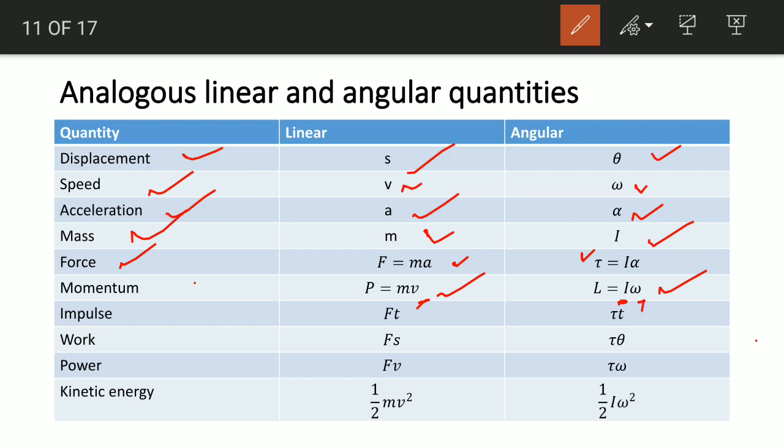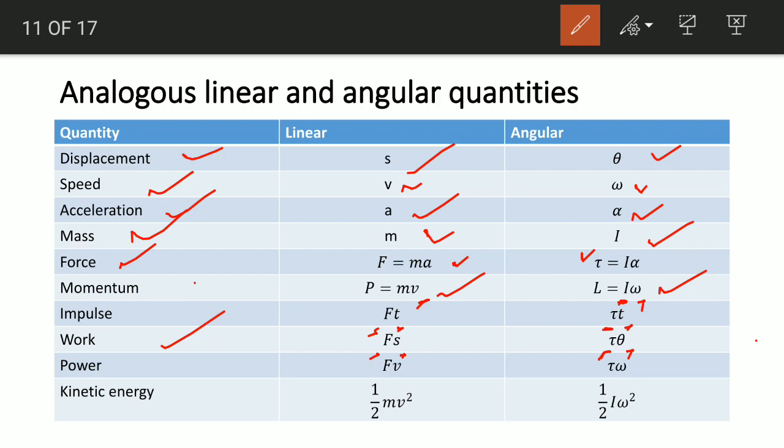The same thing applies with impulse. Impulse we know is force times time under linear motion. Force in angular motion is torque, and the time is still time. Then look at work. Work is force times distance. But the force in angular motion is torque, while distance is theta. So that means in angular motion, work is torque times angular displacement.